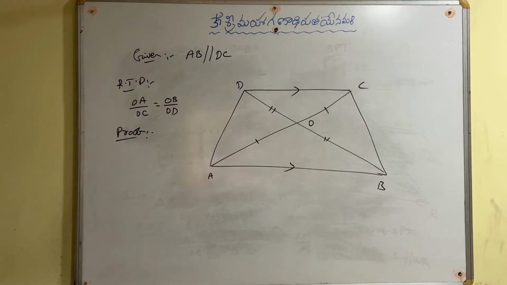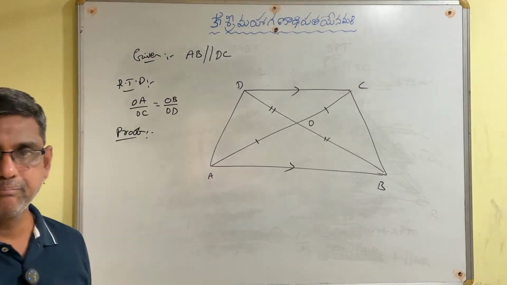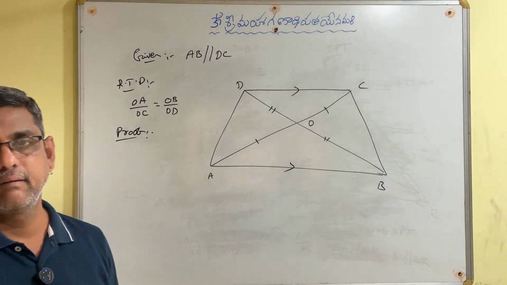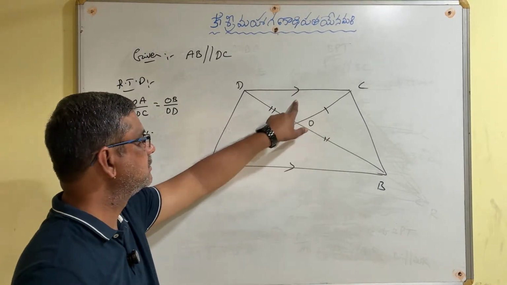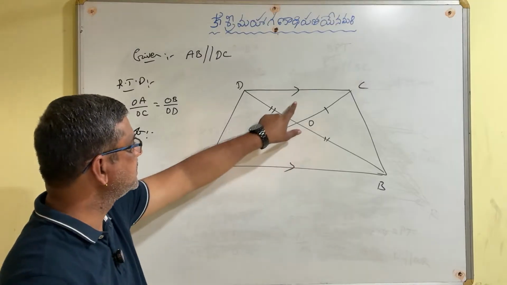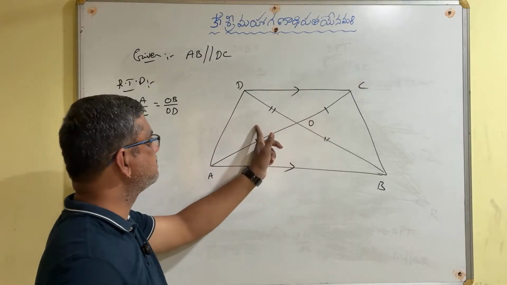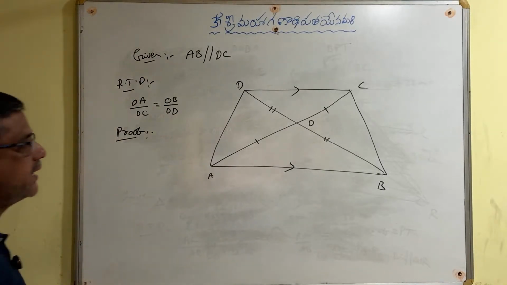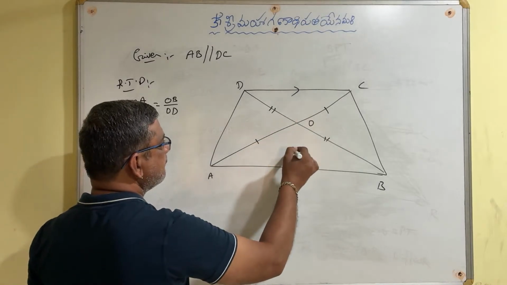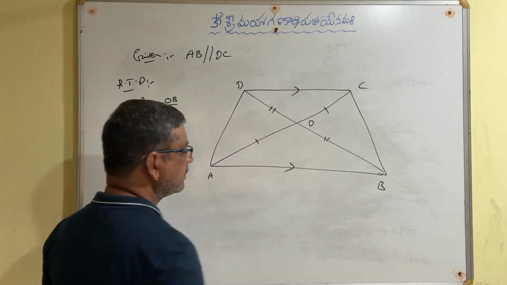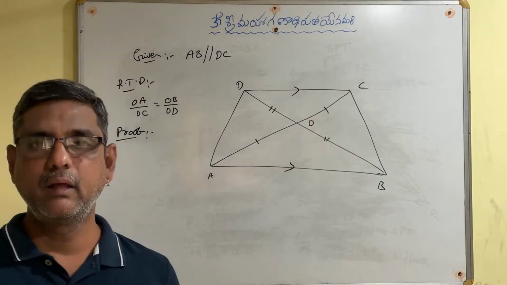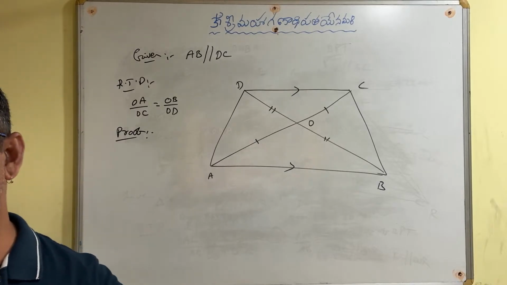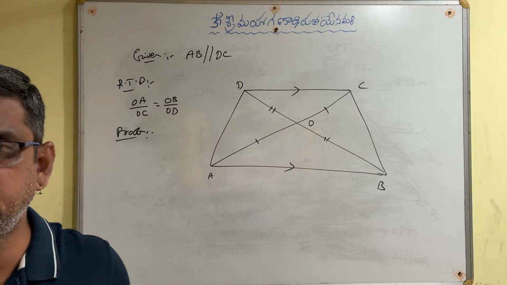Now, if you see these four sides, OA, OB, OC, OD, they are representing two pairs of triangles. One is this pair and the other one is this pair. If we prove that any one of these pairs is similar, then the problem is done.